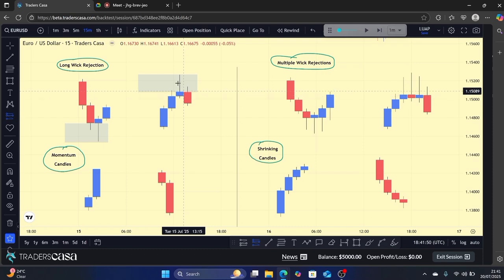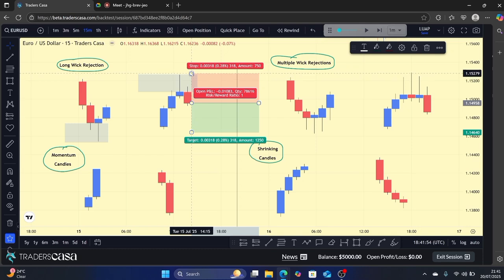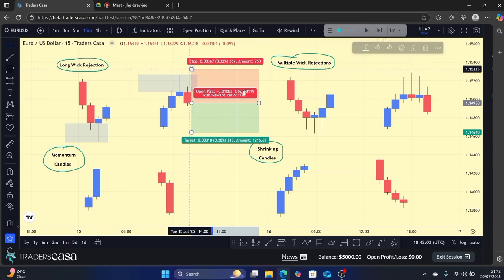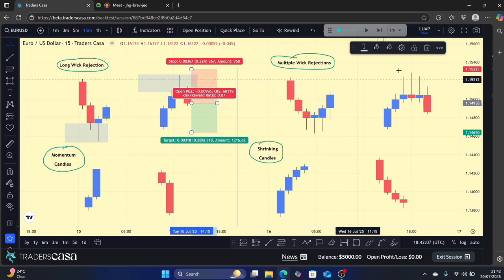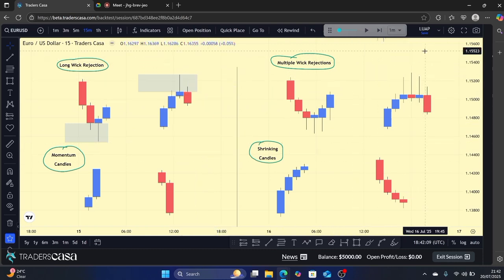So this means that in this scenario, we'll have to wait for another candle that is aligning with the selling pressure or the selling momentum after interacting with the key area. Of course, stop loss above the pattern, and obviously targeting that external liquidity. So that's the long wick rejection.